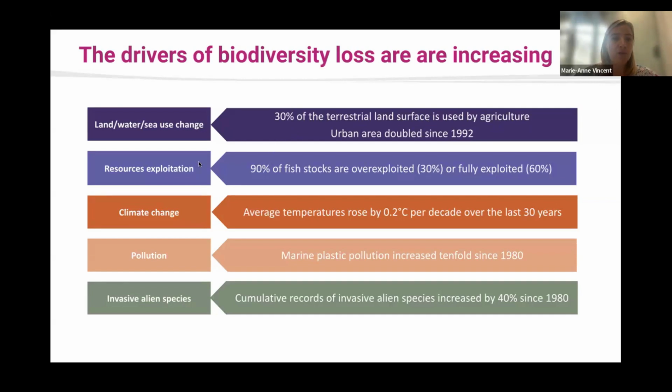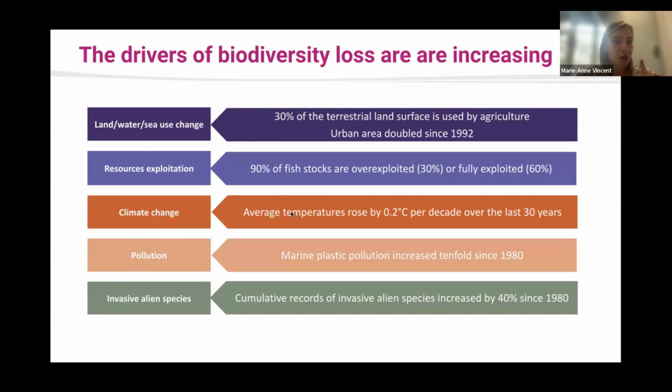Just an example again, for land use, as we said before, 30% of terrestrial land has been used by agriculture. For direct resource exploitation, 90% of fish stocks have been overexploited. Which is why we need to regulate, and there's been a lot of discussion at the European Commission to reduce overfishing, because we need to let nature restore a little bit.